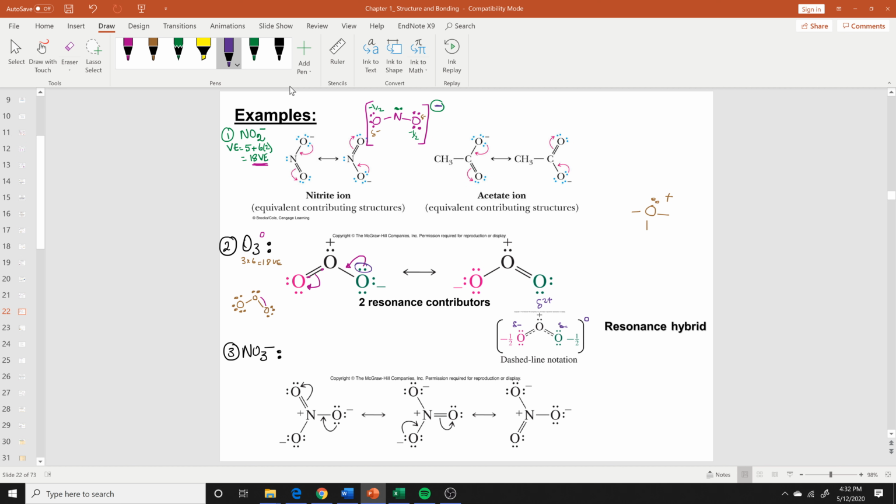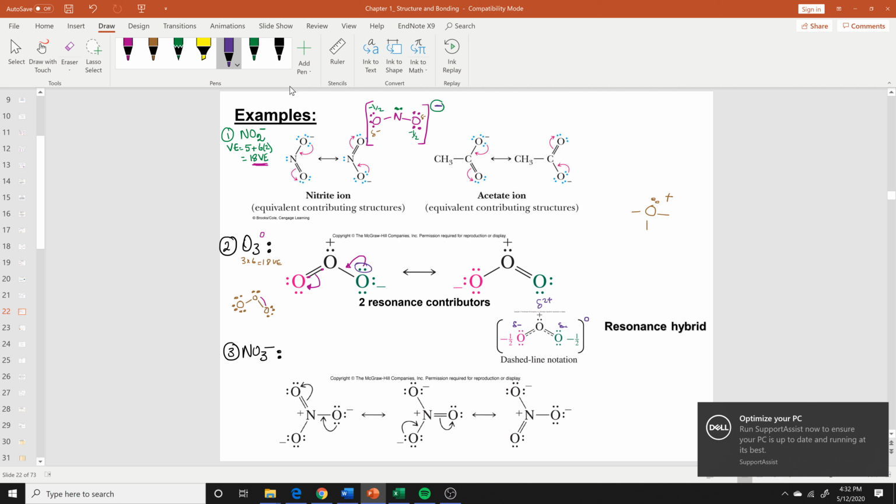If you do negative half, you can keep this as a plus charge, because negative and positive, this is -1, +1, it's a 0. At the end, everything has to be 0. NO3 negative, you just draw its Lewis structure. By now, you should know how to draw this Lewis structure and start moving the electrons. So see, this is the first one that has 3 resonance structures.